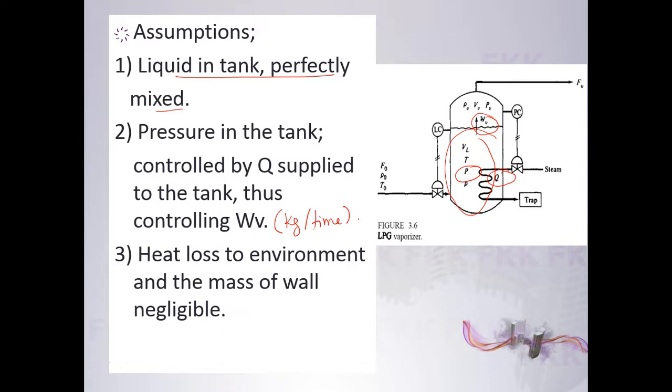The third one is for the energy balance. The heat losses to the environment are negligible, meaning that we assume the Q loss from the liquid in the tank is equal to 0. So all the Q supplied is used to evaporate the liquid to the vapor phase. Okay, next one.